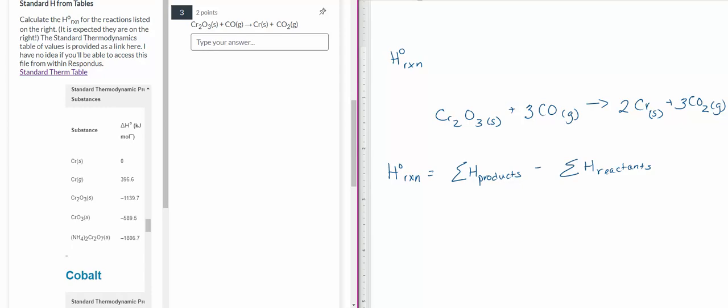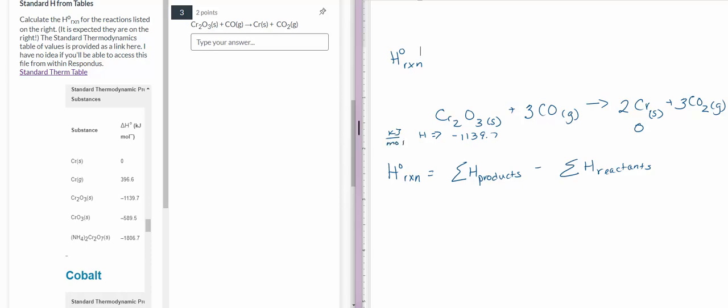And I'm just going to write my H values under here just to keep them in one place. So for chromium as a solid, it's a 0. For Cr2O3 solid, it's negative 1139.7. And all of these units are going to be kilojoules per mole.